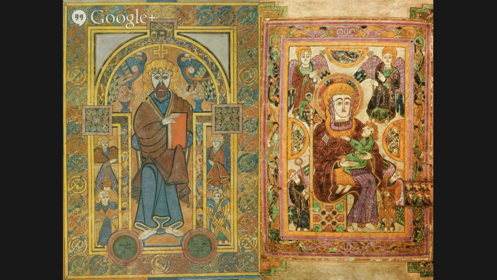This is some examples of Celtic iconography. You can see it's very different from that last one we just looked at. These two are from the Book of Kells. One's Christ the King, and the other is Mary, the Madonna and Child. The book is from about the 800s.